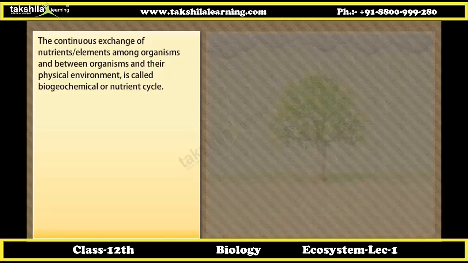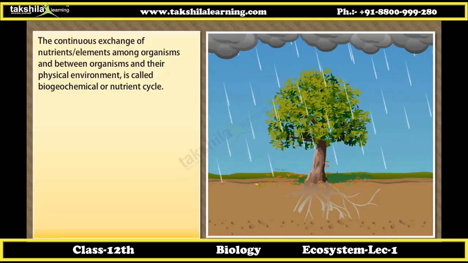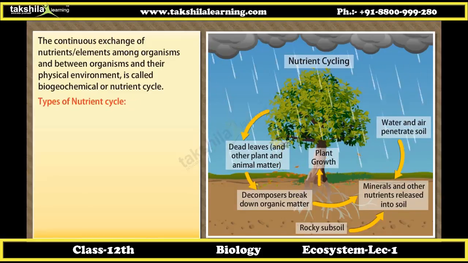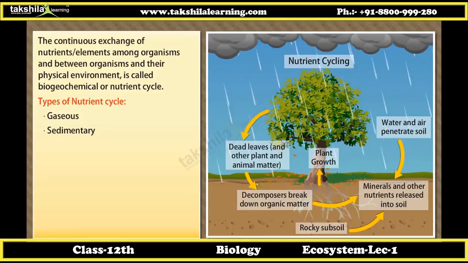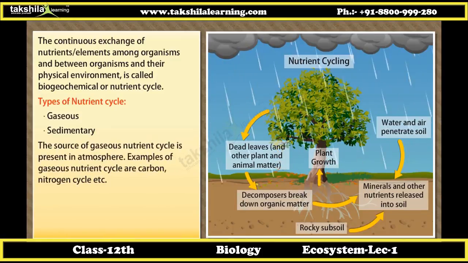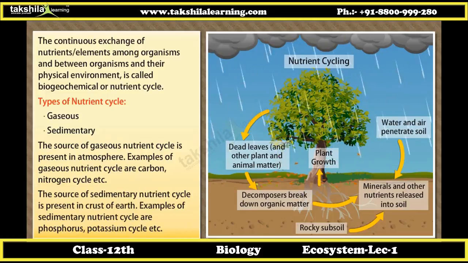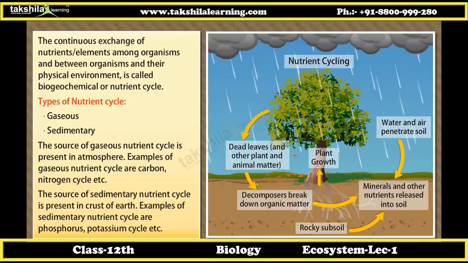Nutrient cycle. The continuous exchange of nutrient elements among organisms and between organisms and their physical environment is called biogeochemical or nutrient cycle. Types of nutrient cycle: gaseous and sedimentary. The source of gaseous nutrient cycle is present in the atmosphere. Examples of gaseous nutrient cycle are carbon and nitrogen cycle, etc. The source of sedimentary nutrient cycle is present in the crust of earth. Examples of sedimentary nutrient cycle are phosphorus and potassium cycle, etc.